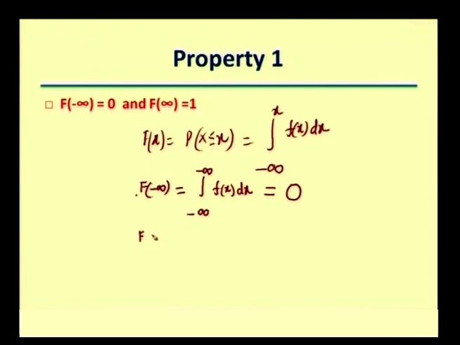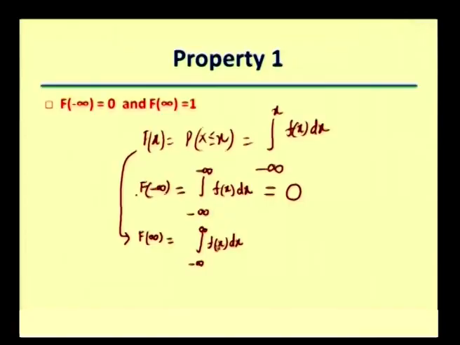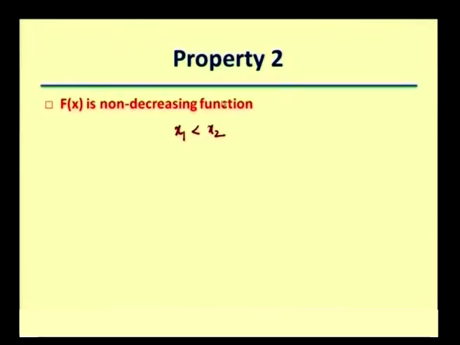Coming to the next one, to prove F(∞) is 1, again use the definition F(x) = P(X ≤ x) = integral from -∞ to x. So in the place of x, I am going to put plus infinity, f(x) dx. Have you seen this anywhere? Integral from -∞ to ∞ of f(x) dx. Yes, it is the second condition which the probability density function should satisfy. So it should definitely be equal to 1 because it represents the total probability.